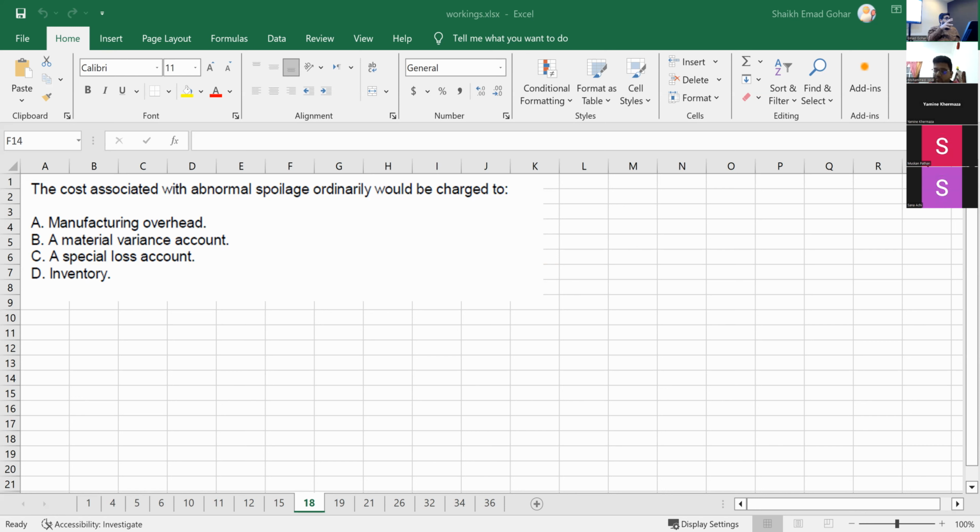If you do so, then it will not be evident that there was abnormal loss, and you will not do anything about it. So if there is abnormal loss, we need to make it evident in the income statement that we had abnormal loss, so someone can do something about it next time, right or not? So that's why we cannot include it in the manufacturing overhead or material variance or inventory account. We need to show it separately in a special account. So what is the answer? C is the answer.